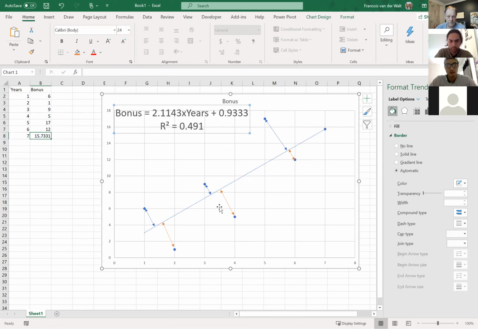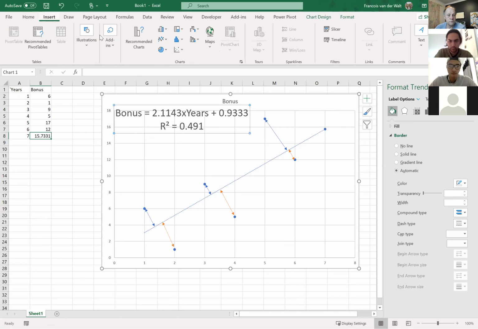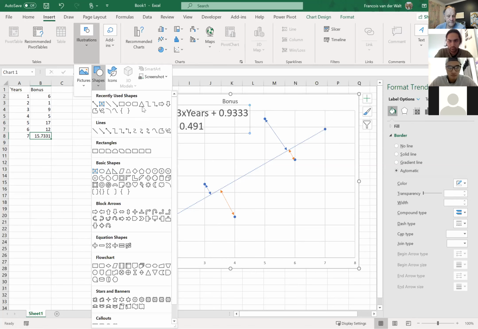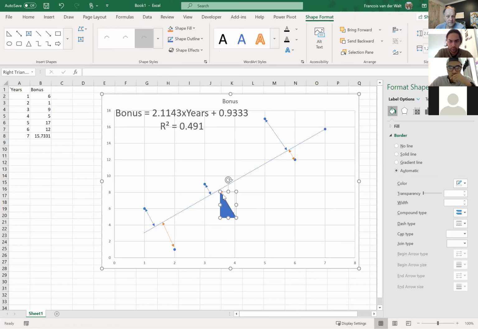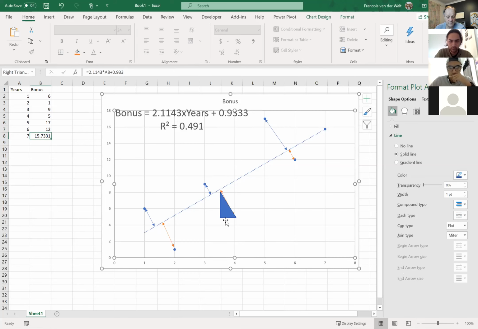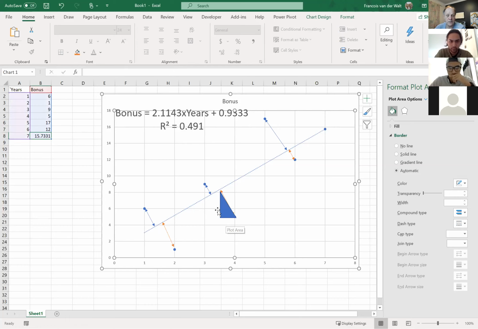Can you remember Pythagoras' theorem? It says this distance is the square root of this distance squared plus this one squared. Can you remember that? So if I fit a triangle there, let's see, I fit a triangle there. This distance here is the square root of this square plus this square. Do you understand that? Okay, so let me show you.